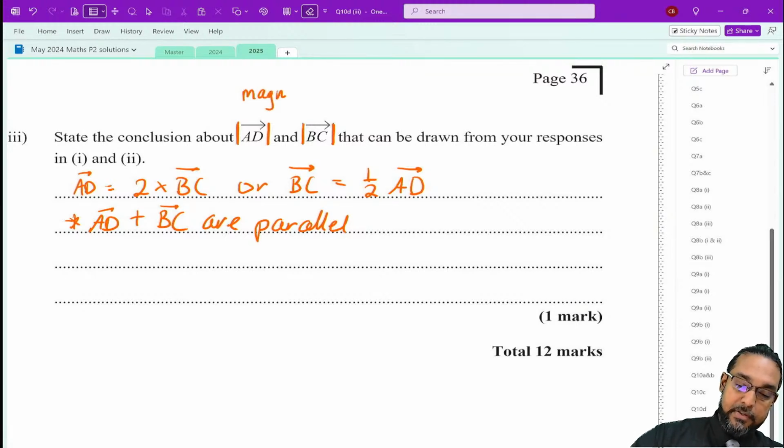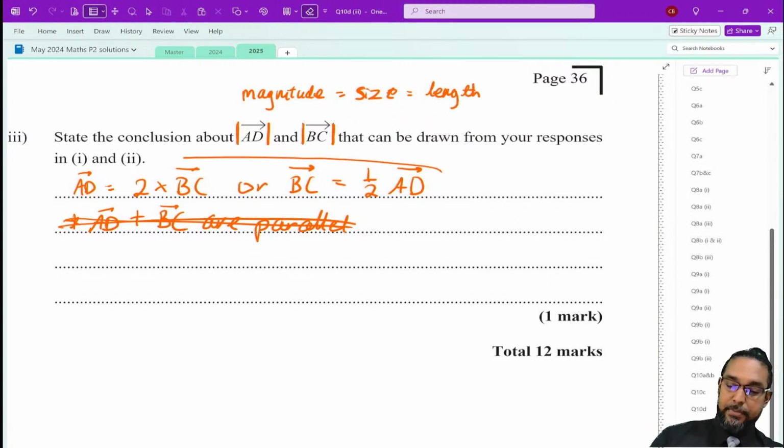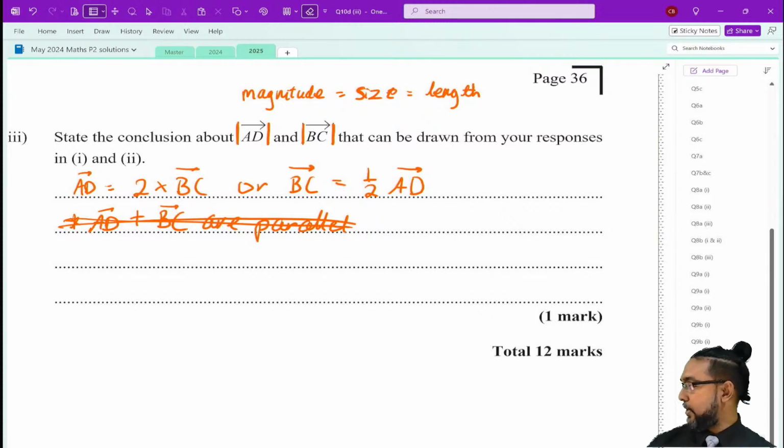Magnitude of the vector is the size or length of the vector, right? So the parallel part isn't actually necessary in the context of what they ask, right? Right, so it's just this piece here, right? And with that, we've come to the end of the May 2024 Maths Paper 2, right?